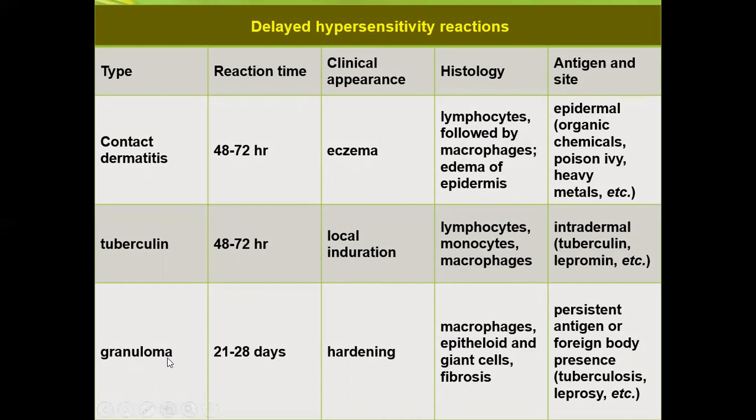Next, granuloma. This takes around 21 to 28 days, and it causes hardening of the tissues, and this involves macrophages, epithelioid and giant cells, fibrosis, etc. And here the persistent antigen or foreign body presence is tuberculosis or leprosy. So the antigen tuberculin protein or leprosy protein are involved here.